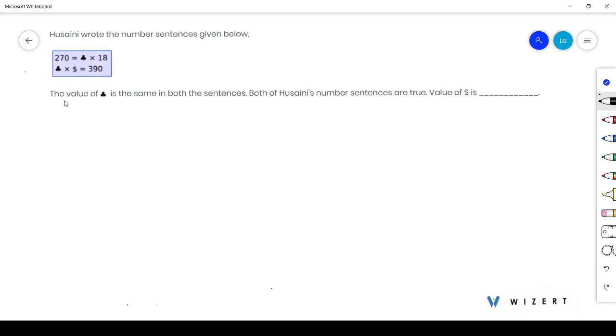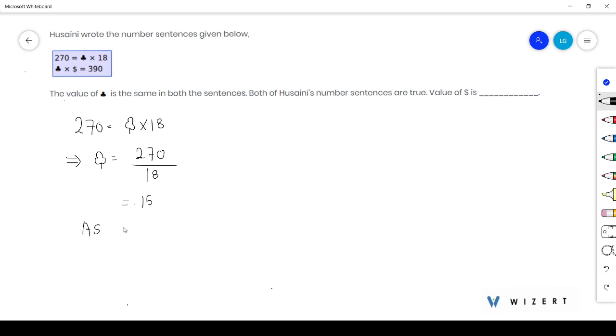First sentence is 270 equals club into 18. Okay. So the value of club will be, if we divide both the sides by 18, it will be 270 by 18, that is 15.